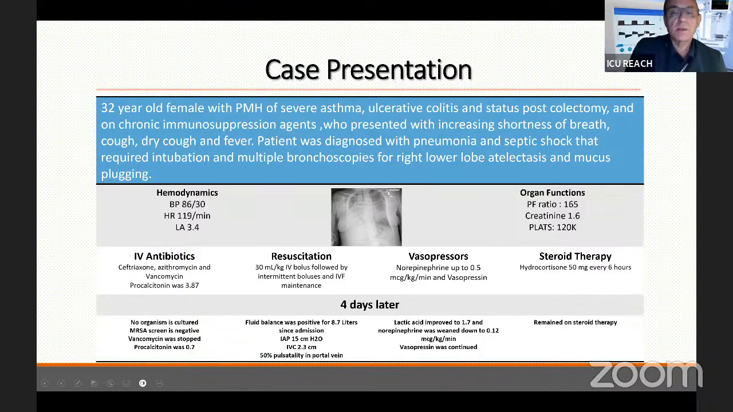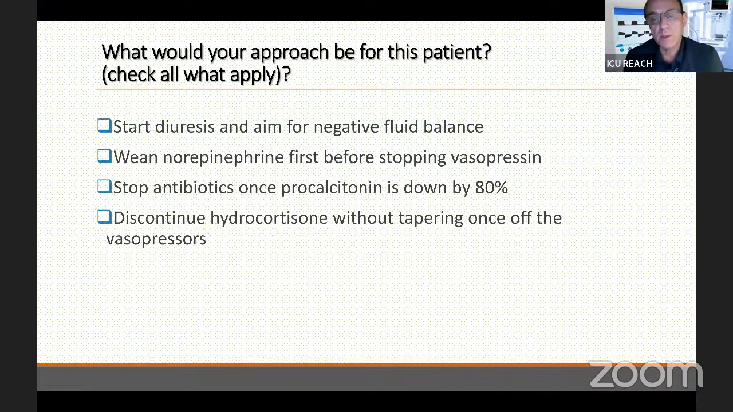So at this point, what would your approach be? You start diuresis and aim for negative fluid balance. You wean norepinephrine first before stopping vasopressin. You can check all that apply. You can stop antibiotics once procalcitonin is down by 80%, and you discontinue hydrocortisone without tapering once off the vasopressors.